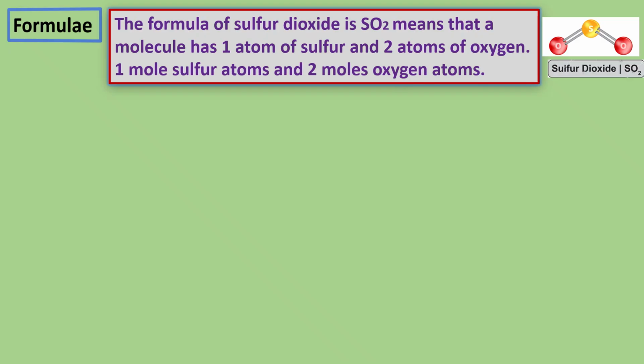Formulae. The formula of sulfur dioxide is SO2. It means that one molecule has one atom of sulfur and two oxygen atoms, or 1 mole of sulfur atoms and 2 moles of oxygen atoms.